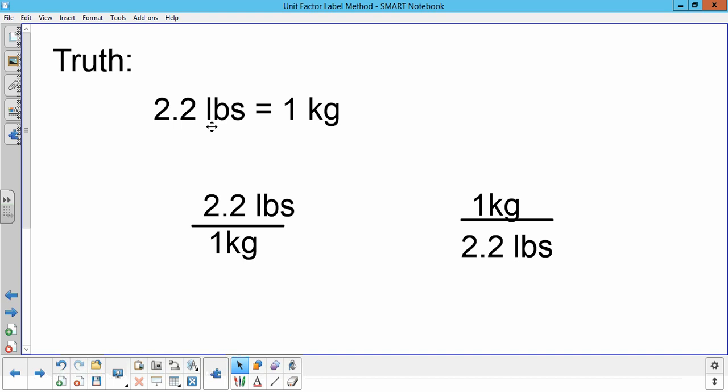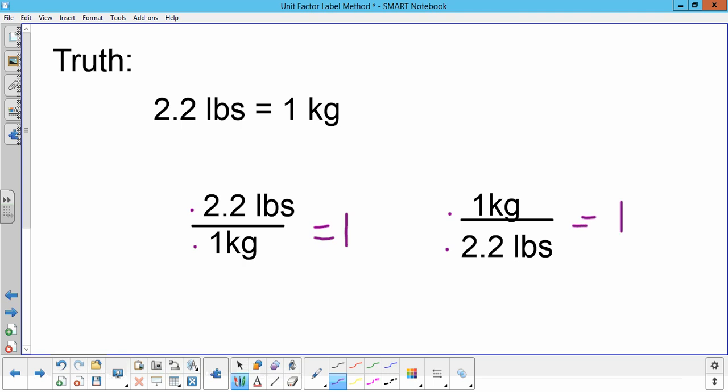Now we also know from math that anything divided by itself is equal to 1. So if I take 2.2 pounds and divide that by 1 kilogram, I get a value of 1. At the same time, if I take 1 kilogram and divide it by 2.2 pounds, because they are the same value, again, I get a value of 1. Now this is called special 1 because we're obviously mixing matching units here, but it is mathematically going to work out to a value of 1, anything divided by itself. And we also know that anything times 1 is itself, so this is kind of the essence behind why this procedure will work. Take a look at this problem.